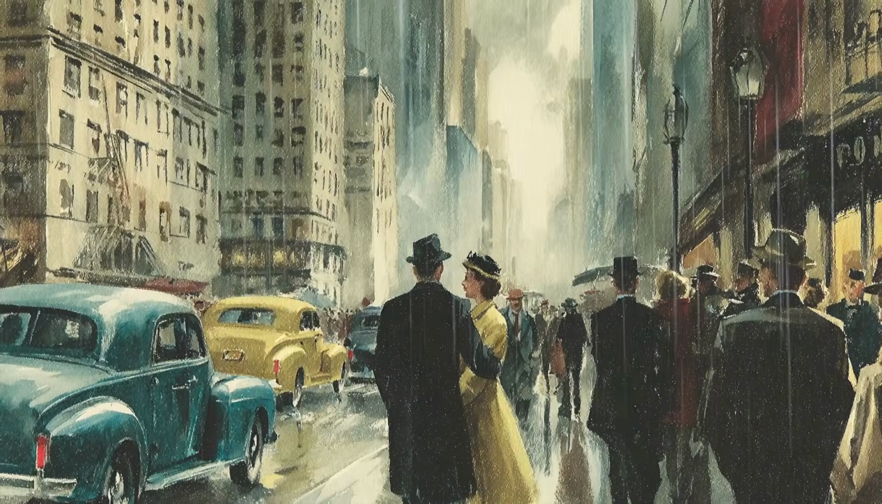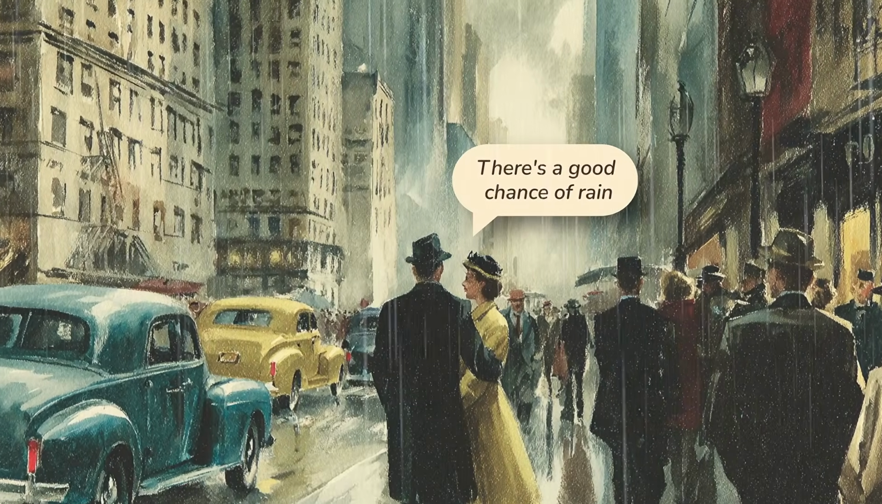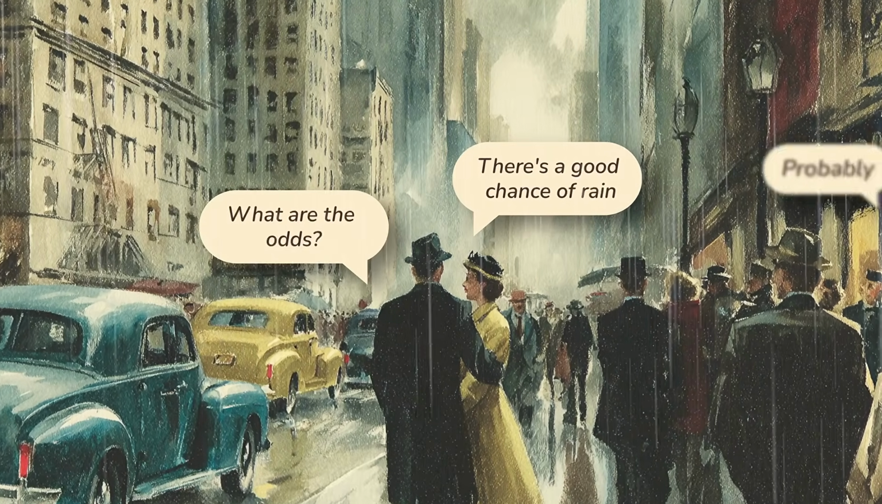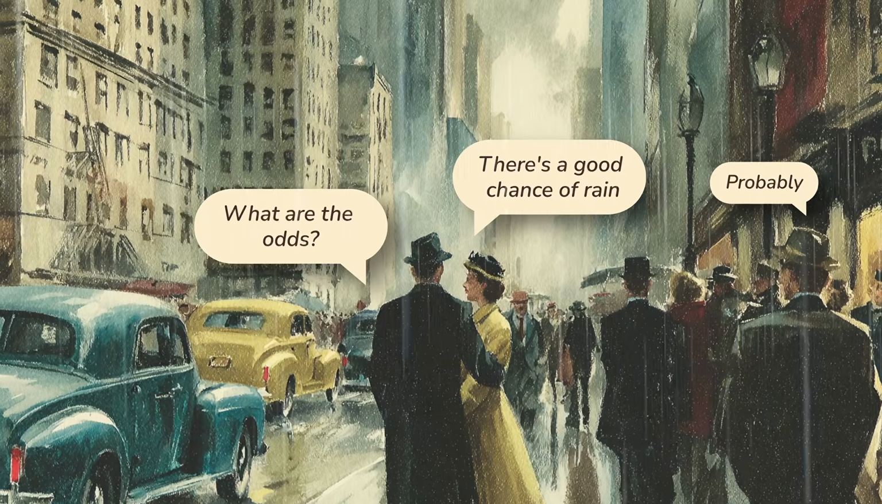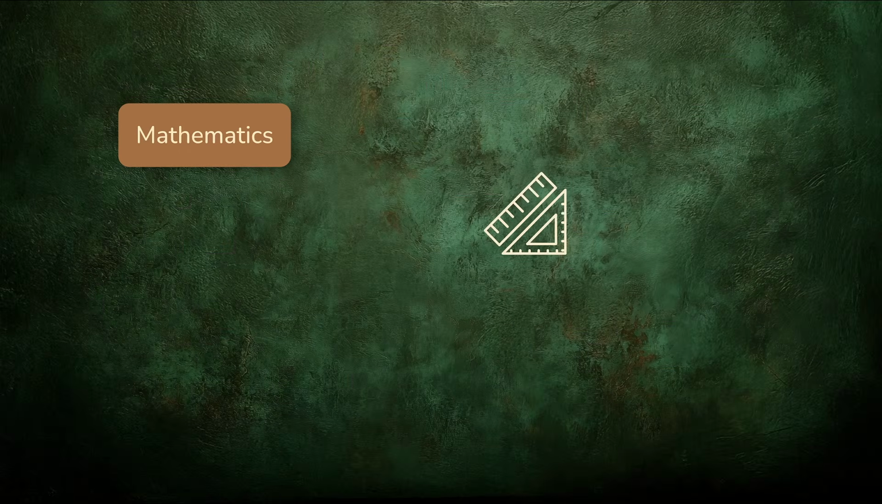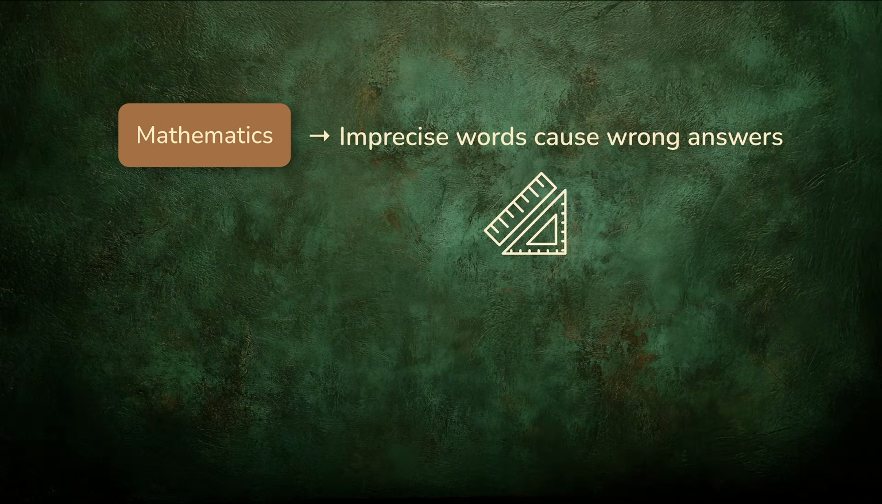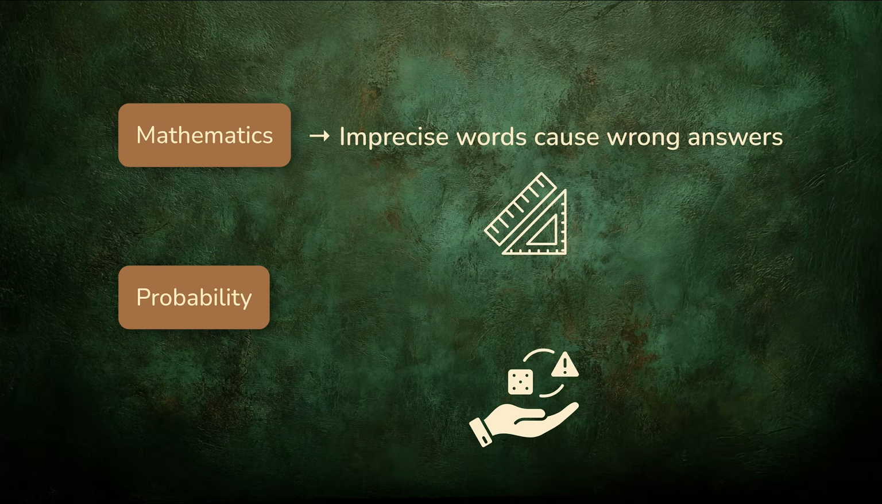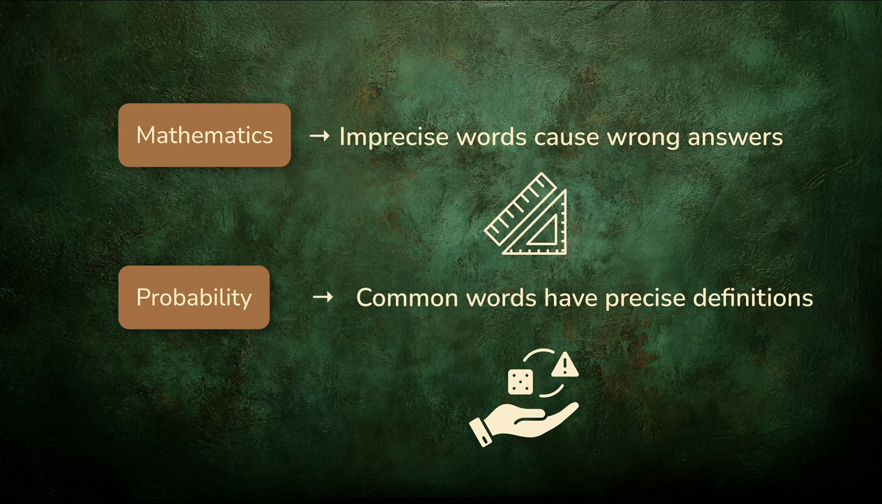You talk about probability every day. There's a good chance of rain. What are the odds? Probably. But here's the problem. None of those sentences actually mean anything precise. In mathematics, if you use the wrong words, you get the wrong answers. In probability theory, every one of those ideas actually has a formal definition. So let's learn the official vocabulary.